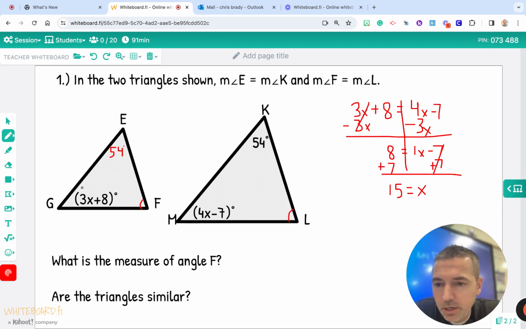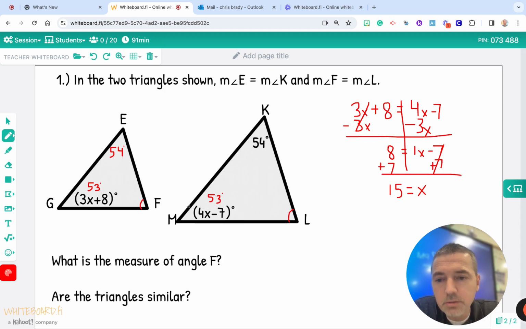So if I come over here, it's telling me to do 3 times 15 plus 8. Well, 3 times 15 is 45, and 45 plus 8 is 53. So I think angle G is 53 degrees. Let's see what angle M is. 4 times 15 is 60, and 60 minus 7 is also 53. So we thought they were equal. They are, right?